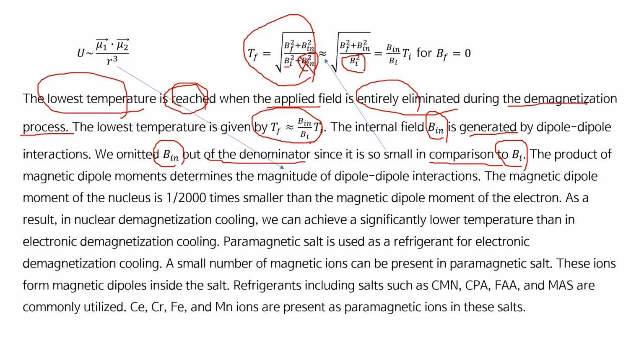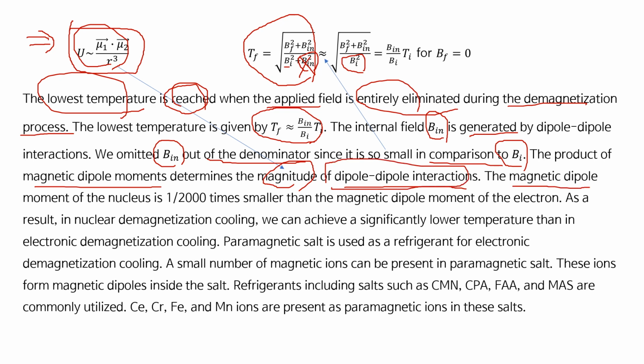The product of magnetic dipole moments determines the magnitude of dipole-dipole interactions. Dipole-dipole interactions can be written by this equation. The potential between two dipoles, mu1 and mu2, is given by this equation. So the product of these two magnetic dipole moments determines the dipole-dipole interactions. Okay?